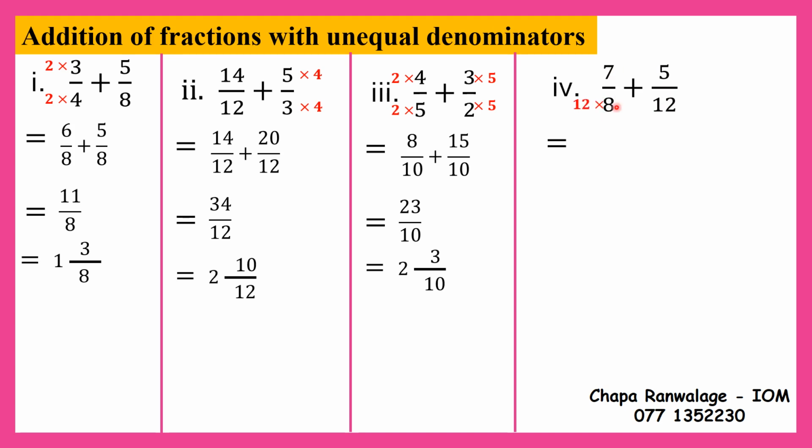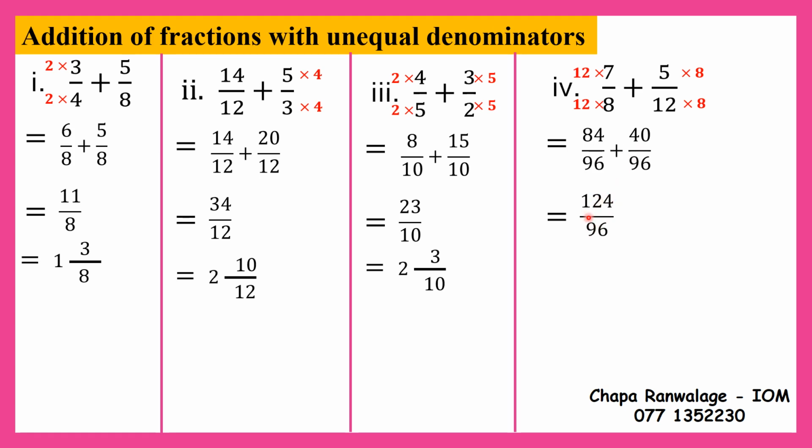Again I am using this method. I am going to multiply both 8 and 7 by 12 and both 12 and 5 by 8. හරි මාරු කරලා වැඩි කරා. හරි. And 12 times 7 equals 84 over 96 because 12 times 8 equals 96. And 5 times 8 equals 40, 12 times 8 equals 96. And now we can see the denominators are equal. So the common denominator is 96 and 84 plus 40 equals 124.